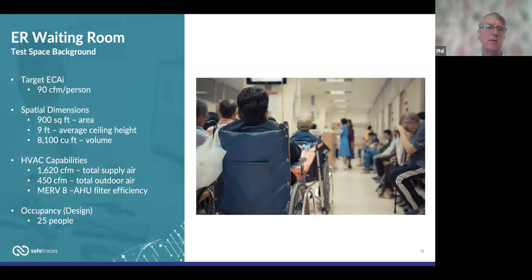In this case, the dimensions were 900 square feet with a 9-foot ceiling and 8,100 cubic foot volume. The HVAC capabilities were 1,620 CFM of total supply air, of which 450 was outdoor air. And again, it's a MERV 8 filter. This is kind of similar to what you would normally see in a clinic or a hospital waiting room. And the design occupancy here was 25 people. And we'll go into the calculator on this one as well.